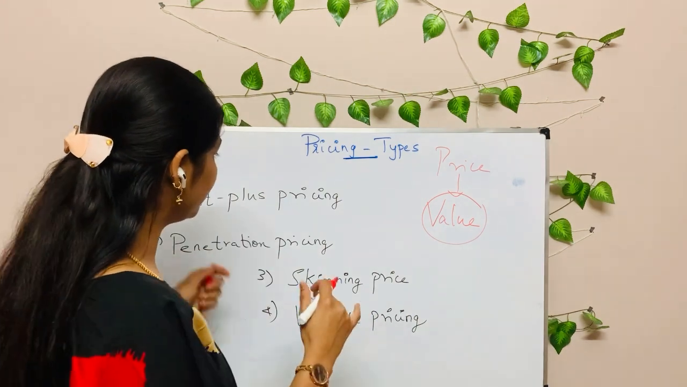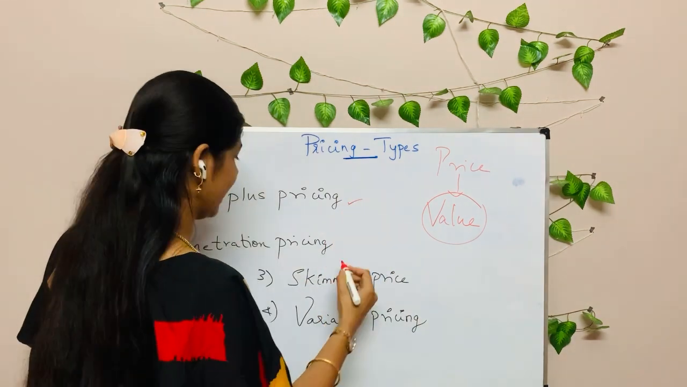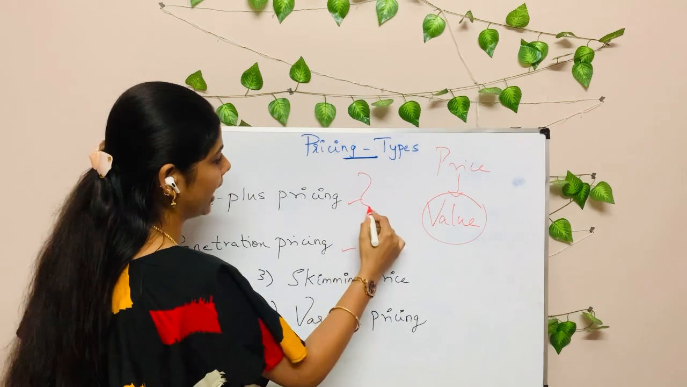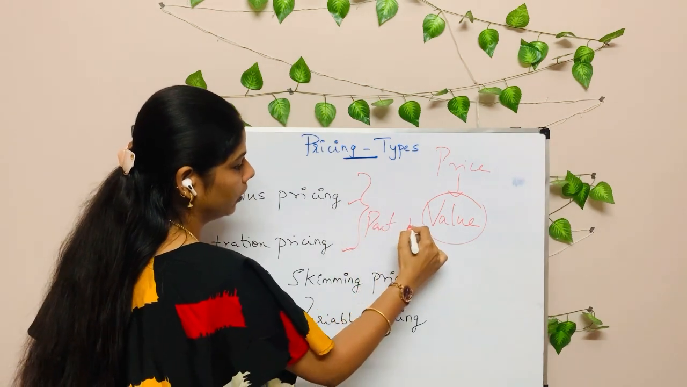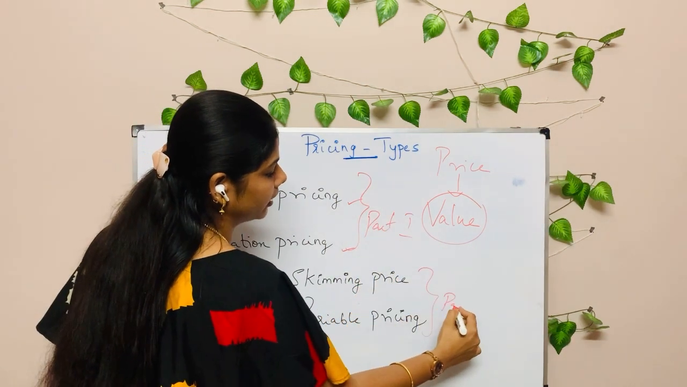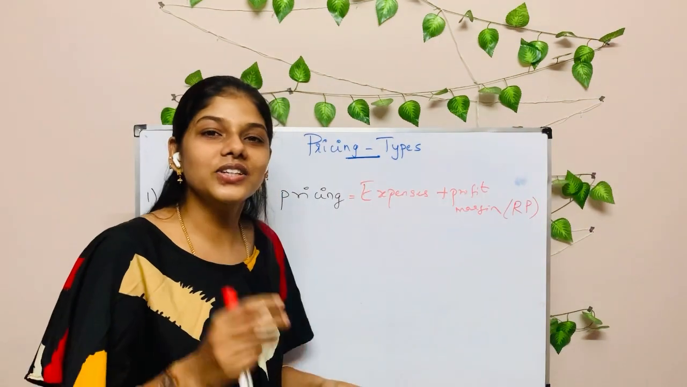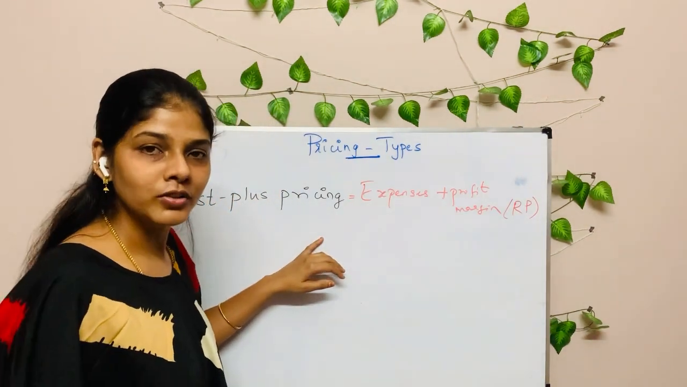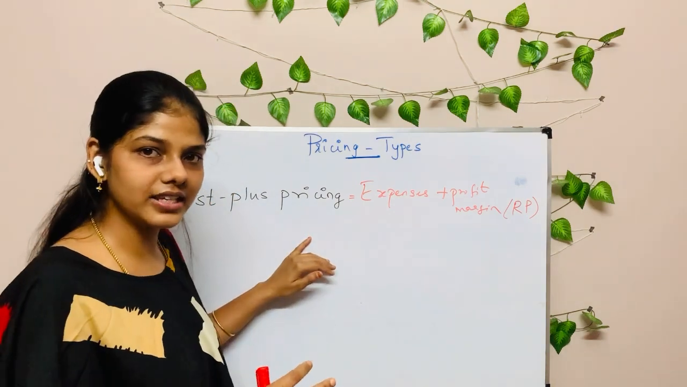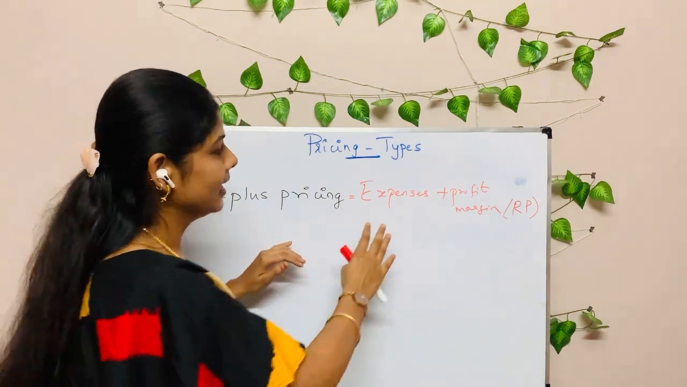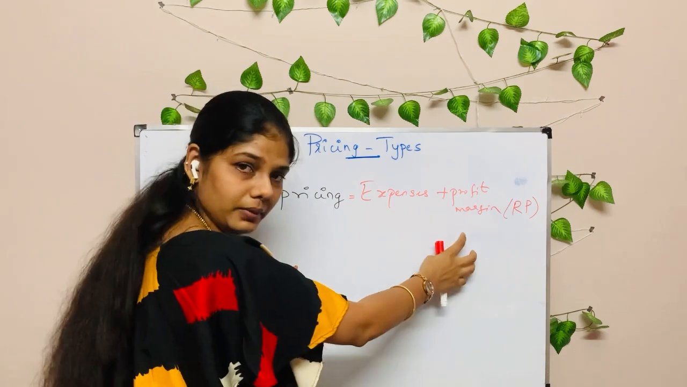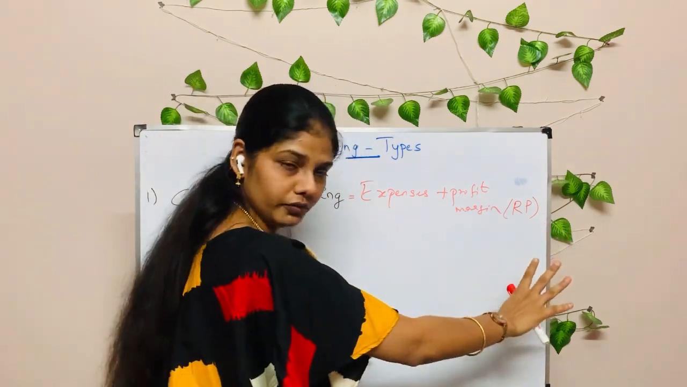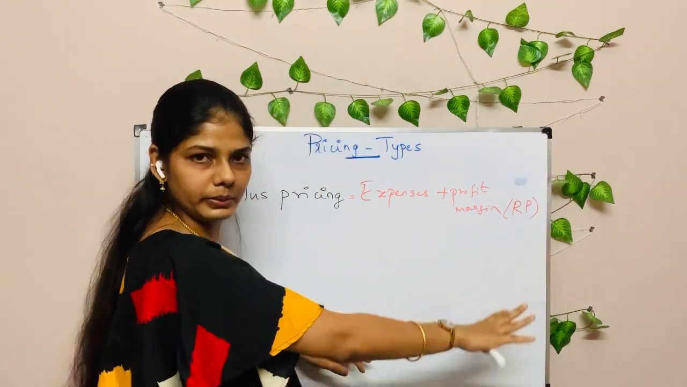So first let me cover what is cost plus pricing and penetrating pricing. So this will come in part 1, okay, and the rest will be covered in a part 2 video. So the first type of pricing is cost plus pricing, right? So let me teach you this pricing with an easy formula, okay. Expenses plus profit margin or a reasonable profit. So RP actually stands for reasonable profit, okay.